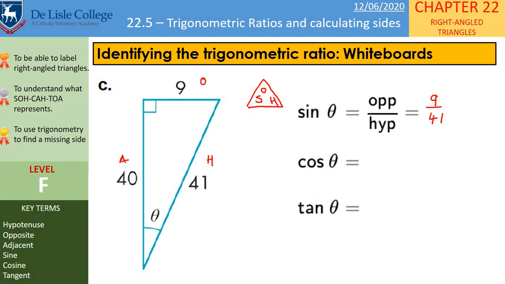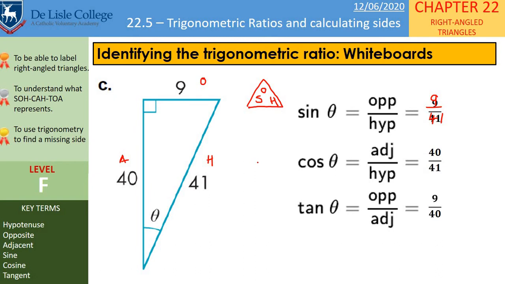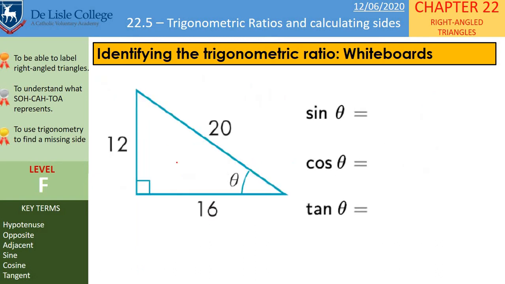Can you please pause the video and complete the other two trigonometric ratios? Good, so you should have adjacent over hypotenuse and opposite over adjacent, and therefore 40 over 41 and 9 over 40. Please now have a go at this one completely independently.